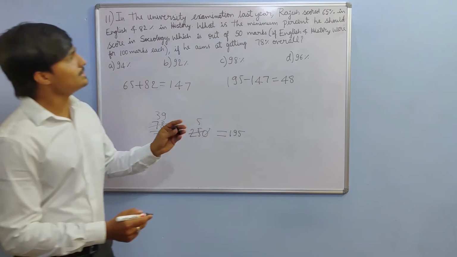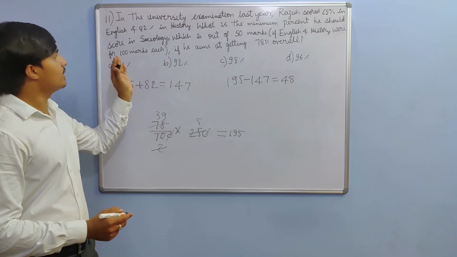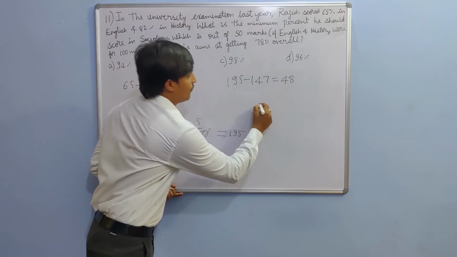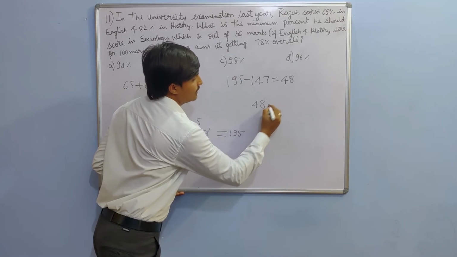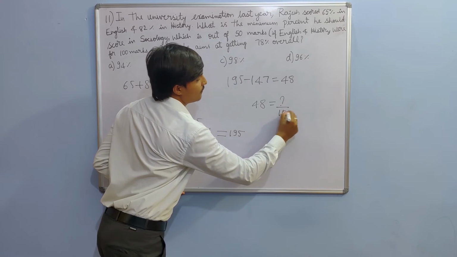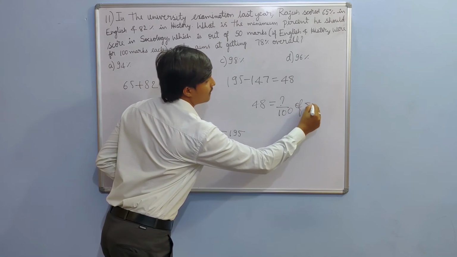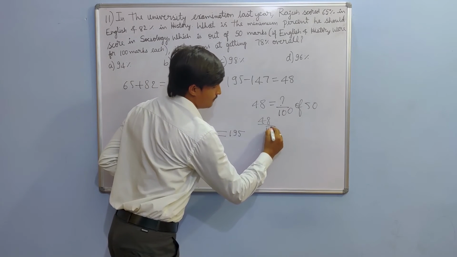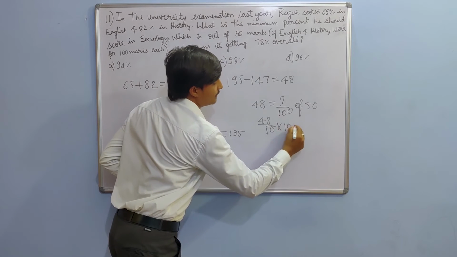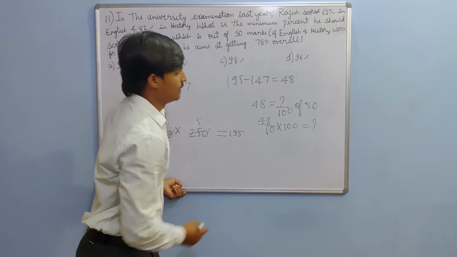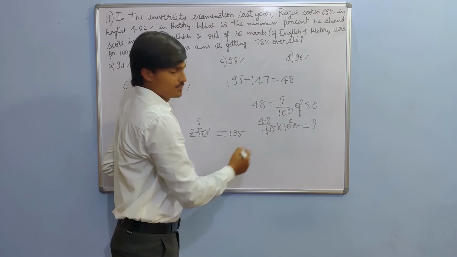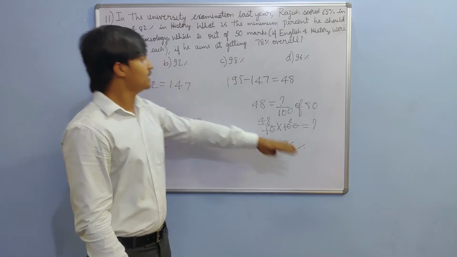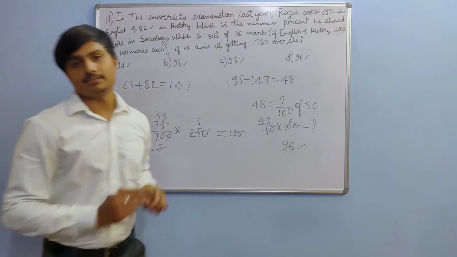But the question is, what is the minimum percent he should score in sociology? So we should express the answer in percentage. So 48 is what percentage of 50? That is 48 by 50 into 100, equal to 48 into 2, that is 96. So 96%. So option D is the right answer.